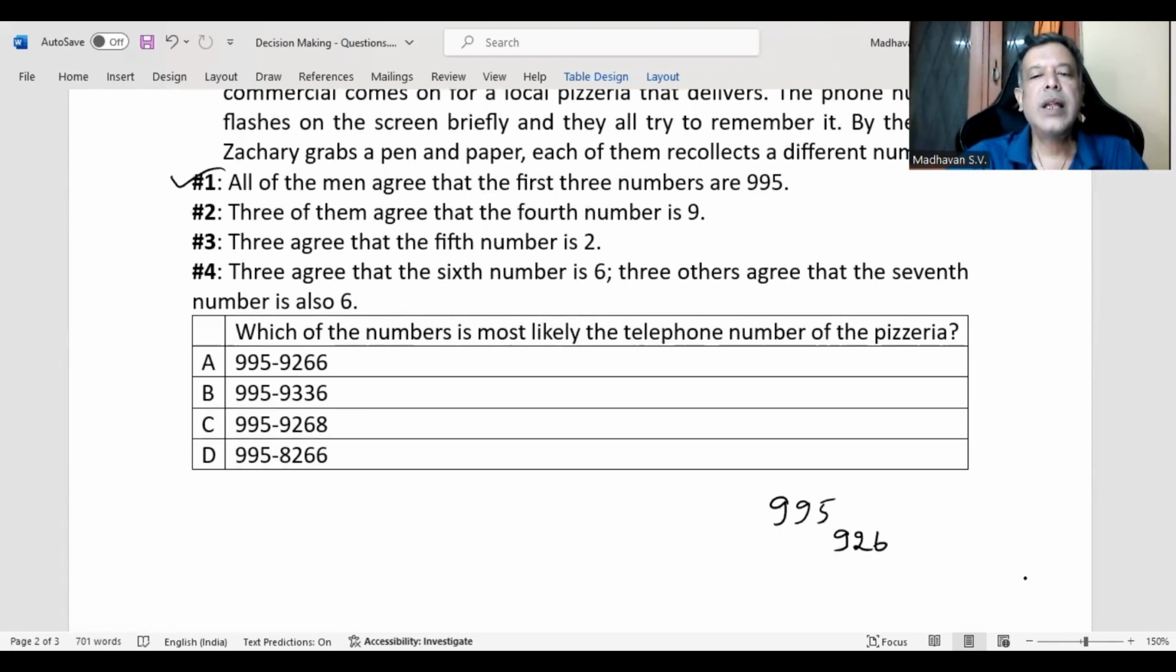3 others agree that the seventh number is also 6. Again, 3 out of 4, it is a majority that is agreeing that the seventh number is 6. We can also consider that to be 6. Now, together we can say that the number should be 9959266, which matches with our first option. So that will be the solution for this.